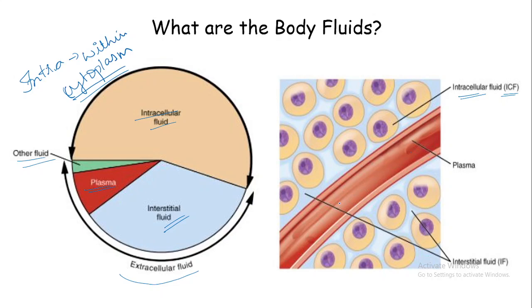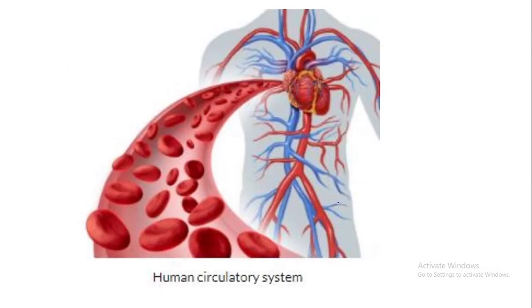So I hope you got an idea what the different types of body fluids in our body are. With this we shall go to the next slide. The human circulatory system is made up of the heart majorly, and the blood vessels, and of course the blood. So what are the three parts of the human circulatory system?